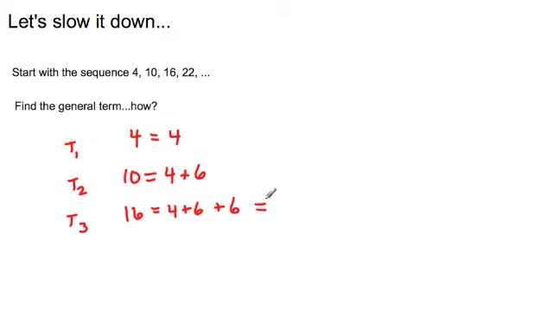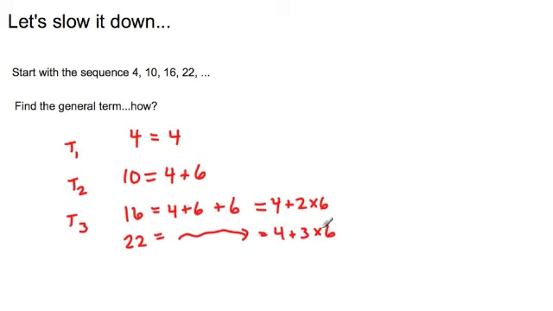But in this case, now I see that I have two 6's together, so I can simplify that as 4 plus 2 times 6. And then to 22, we can see that it's going to be 4 plus 6 plus 6 plus 6. But instead, I can say that I'm going to start with 4, and then I'm going to add on 3 times 6.